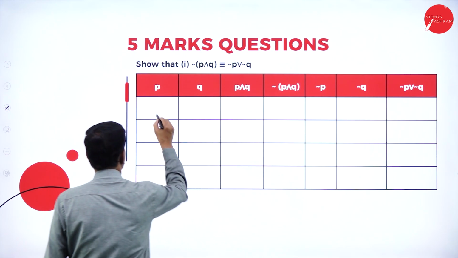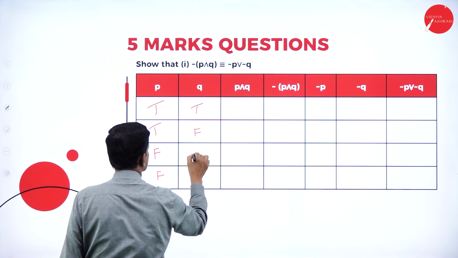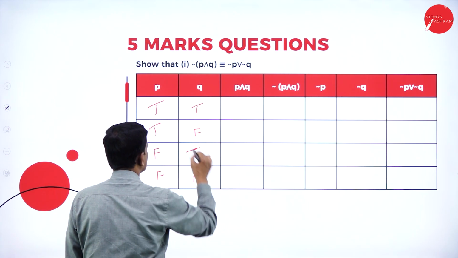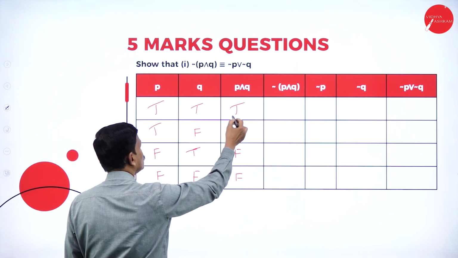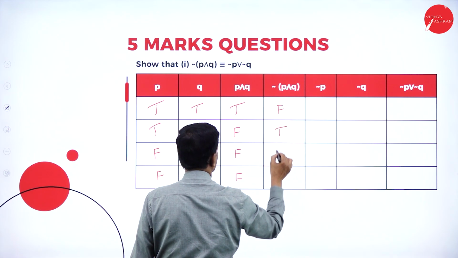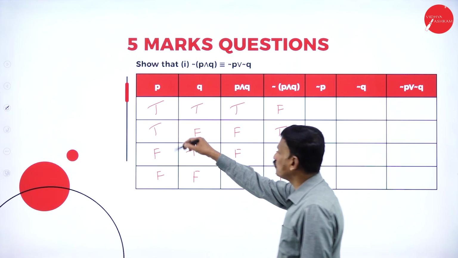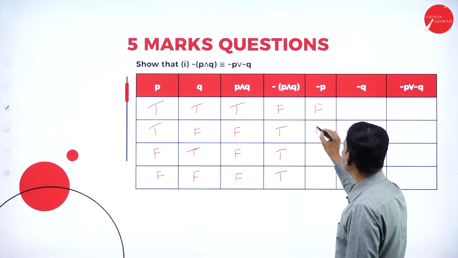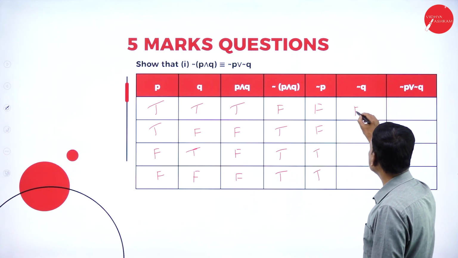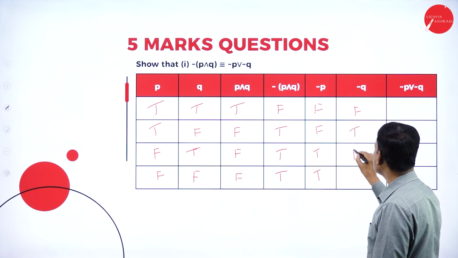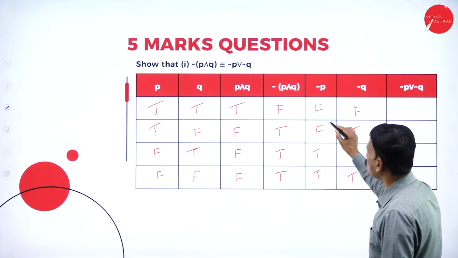Now as usual the truth values for P are true, true, false, false. For Q, true, false, true, false. Now conjunction means true and true is true. In all other cases it is false. Okay, negation of this P conjunction Q: for T it is F, for F it is T. Right. Now negation of P: for true it is F, for F it is T. Negation of Q: for T it is F, for F it is T, for T it is F, for F it is T. This is the negation. Now write down the disjunction for these two.